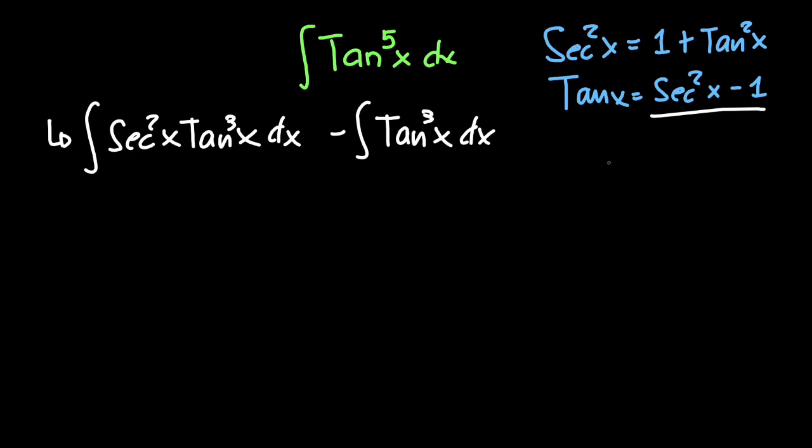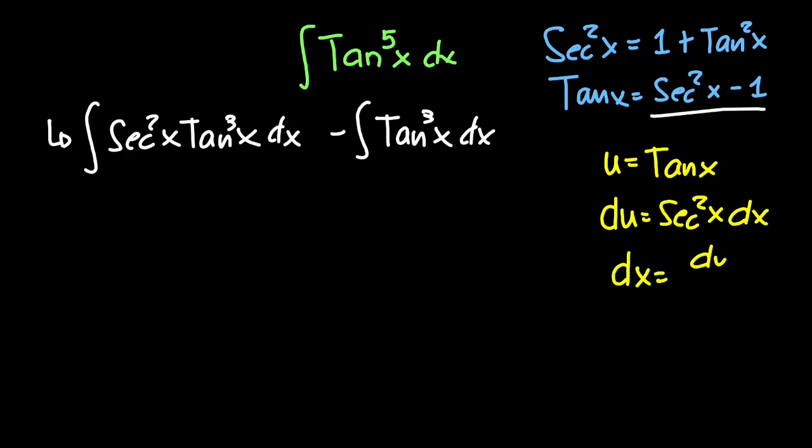Let u here be tangent of x. Know that when using u substitution on a variable, when you take its derivative, make sure that it cancels out the other variable that is in there. So, let u here be tangent of x, because you know that the derivative of tangent of x is equal to secant squared of x dx. And so, take the value of dx, which is equal to du over secant squared of x.